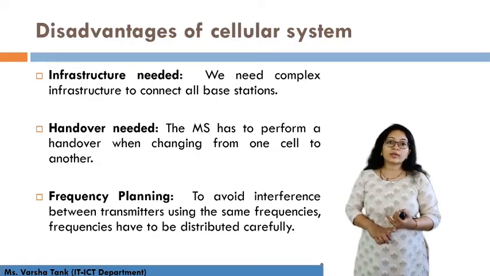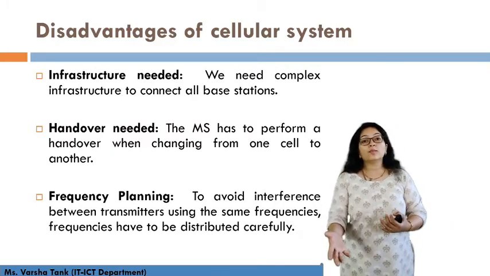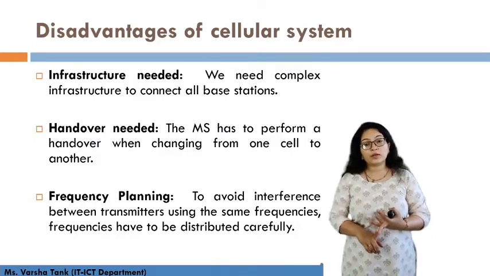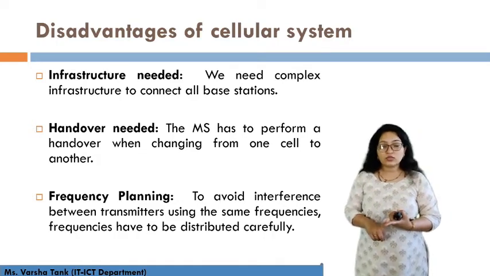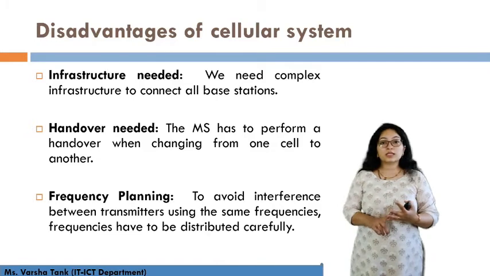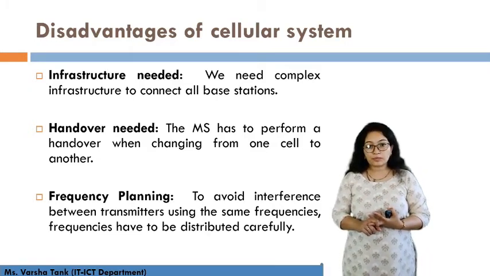And the last one is frequency planning. Again, as I discussed in the infrastructure, you have to plan the frequency, how many frequencies you are going to use in a particular network, and at what distance you are going to reuse. Okay, so to avoid interference between transmitters using the same frequency, frequencies have to be distributed carefully. Got it?